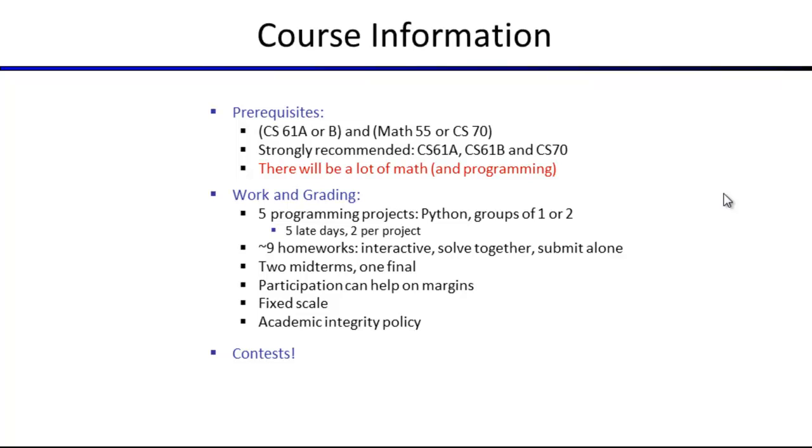It's on a fixed scale. So on the website, you can see, depending on where you land, what your letter grade will be. In terms of academic integrity policy, you can read it on the website. Essentially, it's a very harsh policy. If you cheat and we catch you, then we report you, and campus will deal with you.